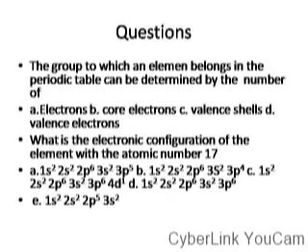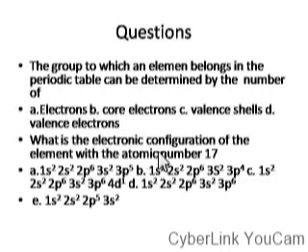Now, next question. The group to which an element belongs in the periodic table can be determined by the number of valence electrons, not valence shell. The period is what is determined by valence shells, but the group is determined by valence electrons. That is the number of electrons in the outermost shell. So the option should be option D.